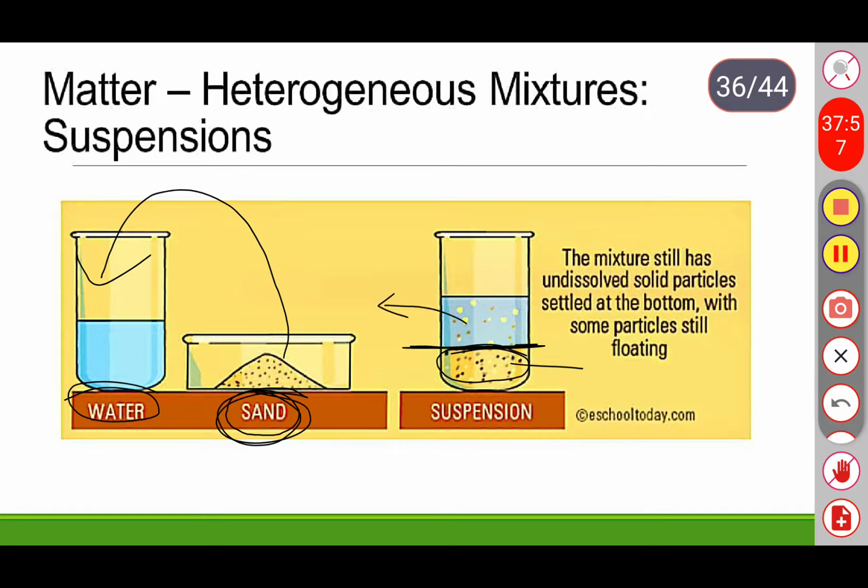The mixture still has undissolved solid particles settled at the bottom, with some particles still floating. The lighter particles float on the water, and heavier particles, those with high density, settle down at the bottom of the container. When the particles have low density compared to water, they float on the surface of the water. So this is the best example of a heterogeneous mixture. Suspension is the best example of a heterogeneous mixture.